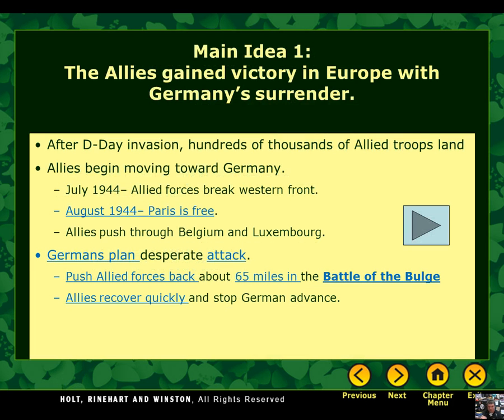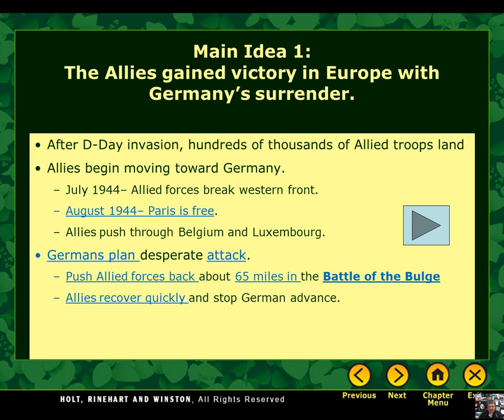All right, after the D-Day invasion, hundreds of thousands of Allied troops begin landing on the European coastline. And the Allies begin moving toward Germany. They start pushing the Germans back towards Germany. By July of 1944, so just 1 month after D-Day, Allied forces break through the Western Front. By August of 1944, again, just a few months after D-Day, Paris, the capital of France, is free of German control. Then the Allies push through Belgium and Luxembourg.